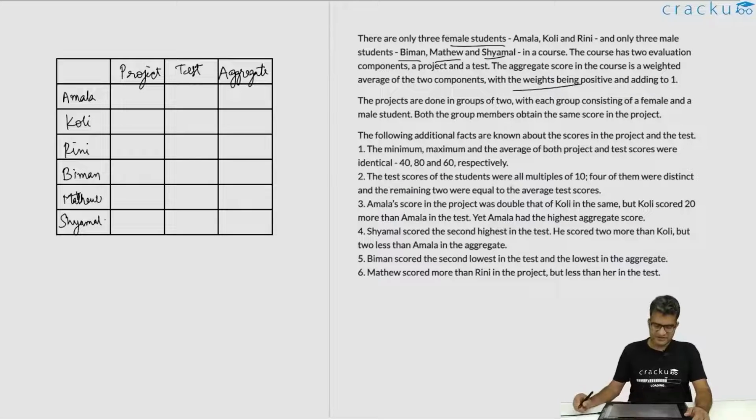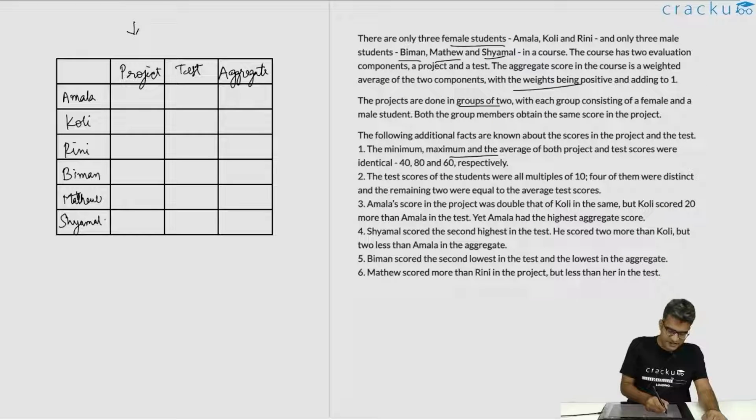The sum of the weights of the project and the test will be equal to 1. The projects are done in groups of 2, with each group consisting of a male student and a female student, and both the group members get the same score in the project. The minimum and maximum and the average of both the project and test scores were equal. They are 40, 80, and 60.